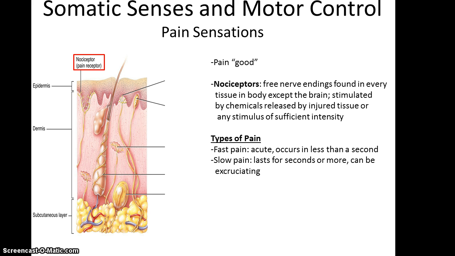So for instance, if you are walking around in the dark and you turn on the lights real quick, you feel pain because the amount of light coming in is just way too much for your retina to handle. And there are two types of pain. There's fast pain, which is acute, occurs in less than a second. It's like touching that needle, it's ouch, and then it's done.